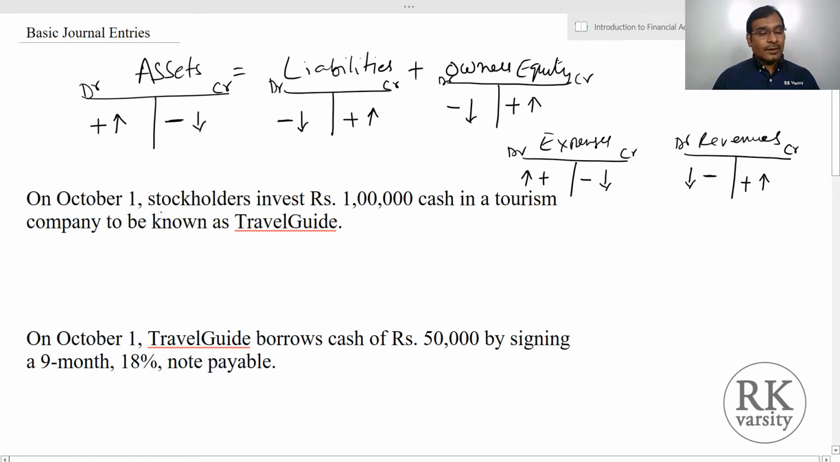On October 1st, stockholders invest rupees 1 lakh cash in a tourism company to be known as Travel Guide. So here you have a financial character. This is measured in terms of finance and in terms of money. And you have two accounts. One is the stockholders and the second one is Travel Guide.